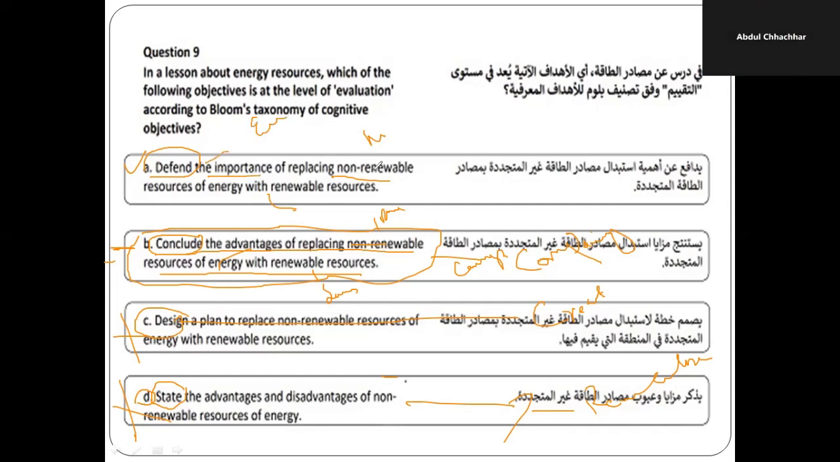Defend, here we are taking the event. Importance of replacing non-renewable resources of energy with option A is the evaluation. Please, anybody have a question? Do you agree with this or no? Anyone? Do you agree with this option A? Yes, sir. So defend is the evaluation level. Option A is the correct one. B is the destructive one. Moving to the next.